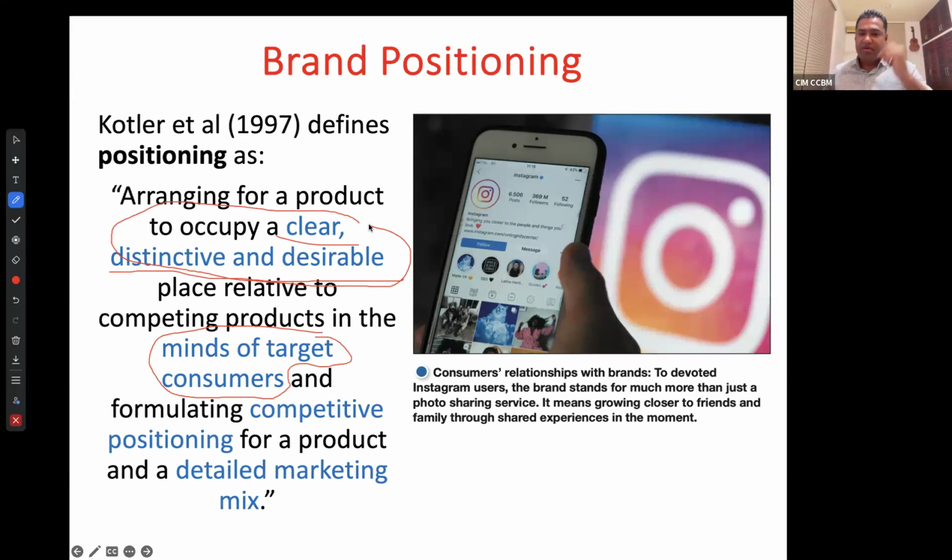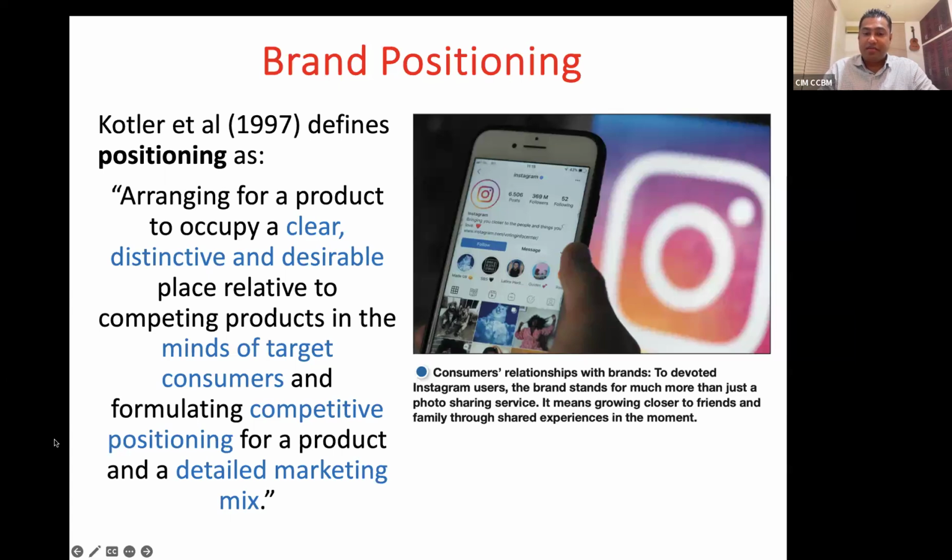You can see this example of Instagram users here. The brand stands for much more than just a photo sharing service. Instagram's brand is a very, very strong brand. It means growing closer to friends and family through shared experiences in the moment. It's not just something that you upload pictures with. It's your personality, and it's how you keep in touch with your friends and family, share your experiences and show what kind of person you are. Your personality is how you manage your Instagram page.